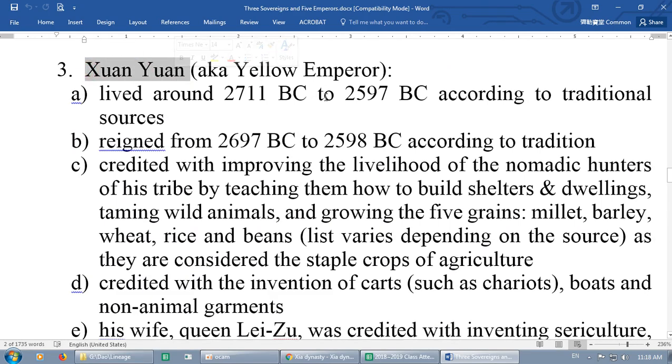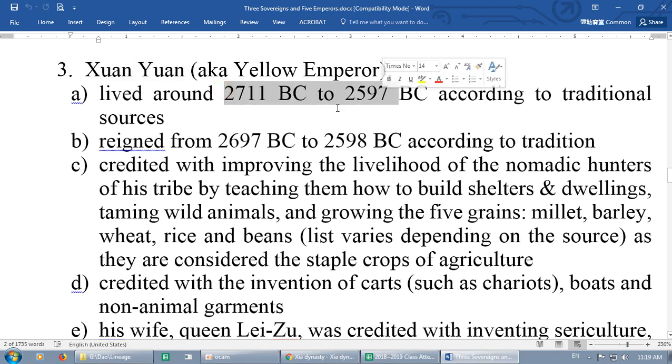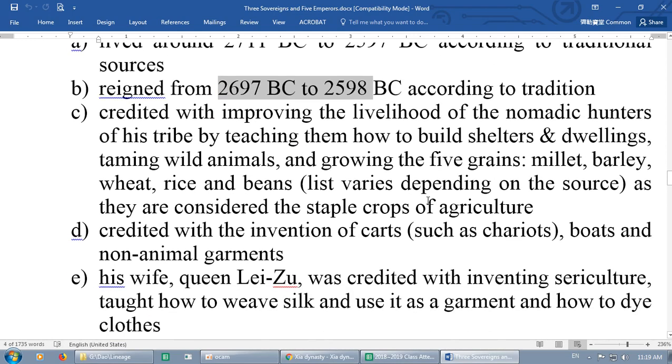Shen Yuan; his better-known name is the Yellow Emperor. We call him Huang Di. Literally, Huang means yellow, and Di means king or emperor. But his actual name is Shen Yuan. According to traditional sources, he lived around this time and reigned roughly this period. Now, Huang Di had many discoveries and achievements, supposedly.